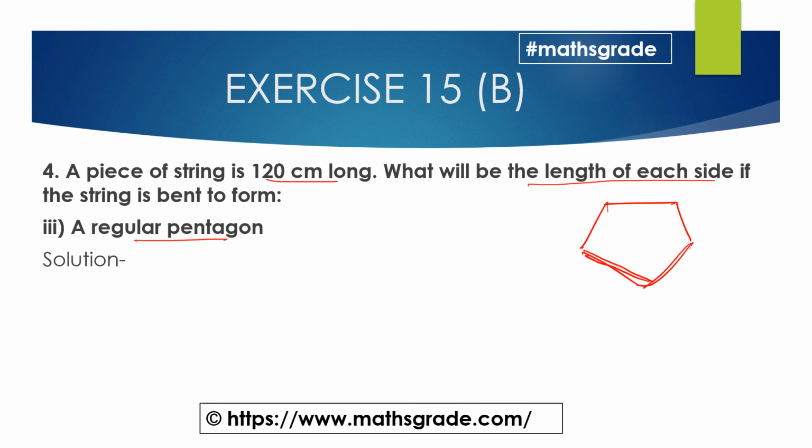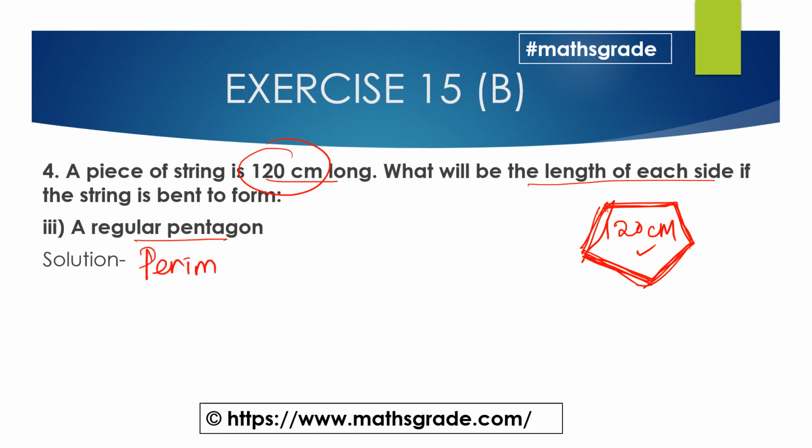This is a pentagon having 5 sides, 5 equal sides. In the pentagon, all the 5 sides are equal, and it is given that the string is 120 centimeter long, which is bent to form a pentagon. So the perimeter of the pentagon will be 120 centimeter. That is, the sum of the length of all the 5 sides is equal to 120 centimeter.